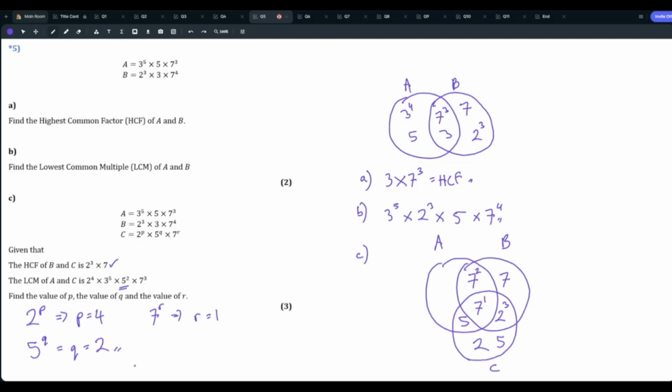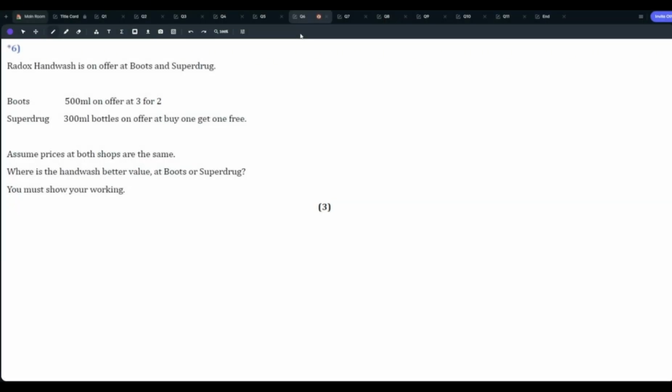And that is done. Number 6, Redox hand wash is on offer at Boots and Superdrug. Boots 500ml on offer at 3 for 2. Superdrug 300ml, buy one get one free. Assume that both prices are the same.